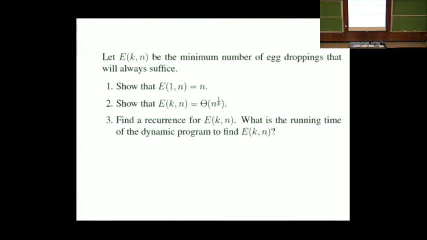Okay? Yes? So should your basis be, why is it n equals 1 and not n equals 0? What if I have 0 floors? Okay, you guys win. Pick a different basis case. Now I've got 0 floors. How many tosses do I need? Okay, I'm happy with that one.